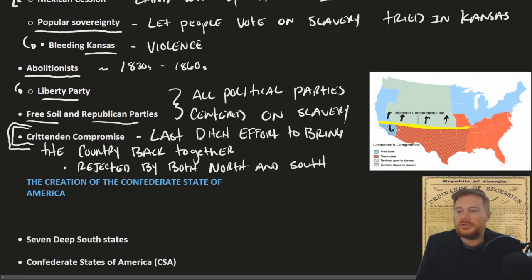For Northerners, Lincoln explicitly stated that he was elected to prevent slavery from expanding westward, so no compromise that did that would be acceptable. Southerners were referencing the Dred Scott decision, saying they essentially would take their enslaved property wherever they felt like it, that they would not be prohibited by this line.